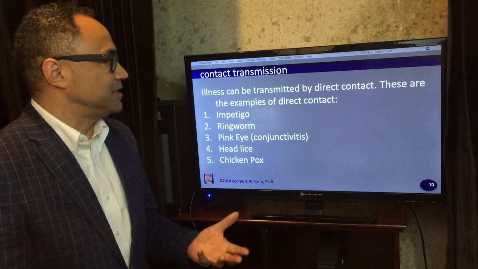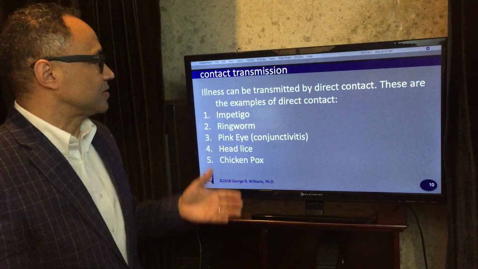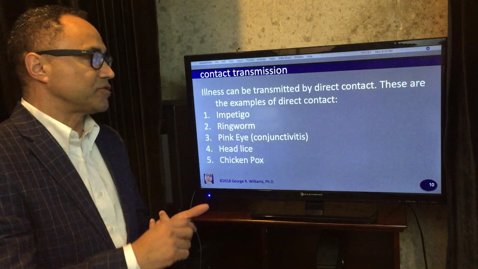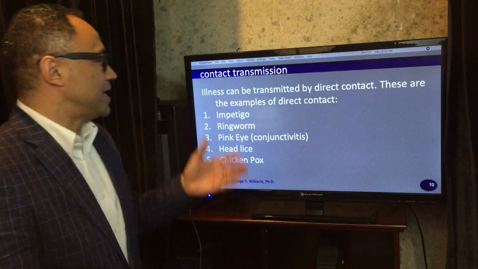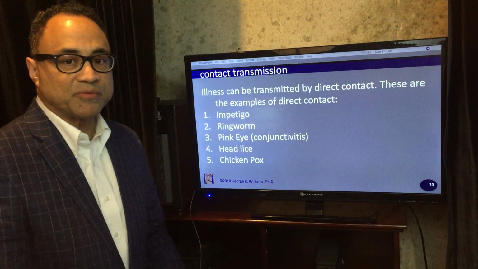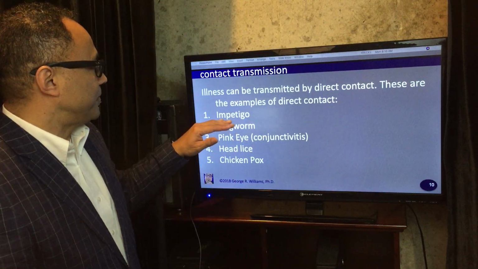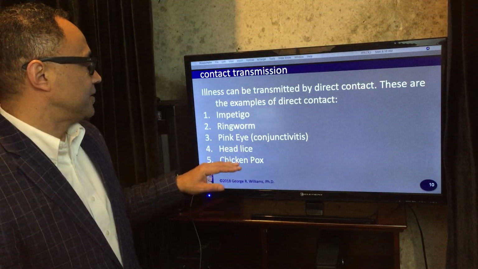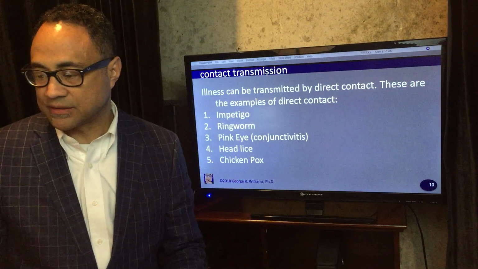The next series of transmitted diseases are contact transmission. And so we have illnesses that can be transmitted by direct contact, and these are some examples, and we're going to look at some pictures of these. Impetigo, ringworm, pink eye, head lice, and chickenpox.